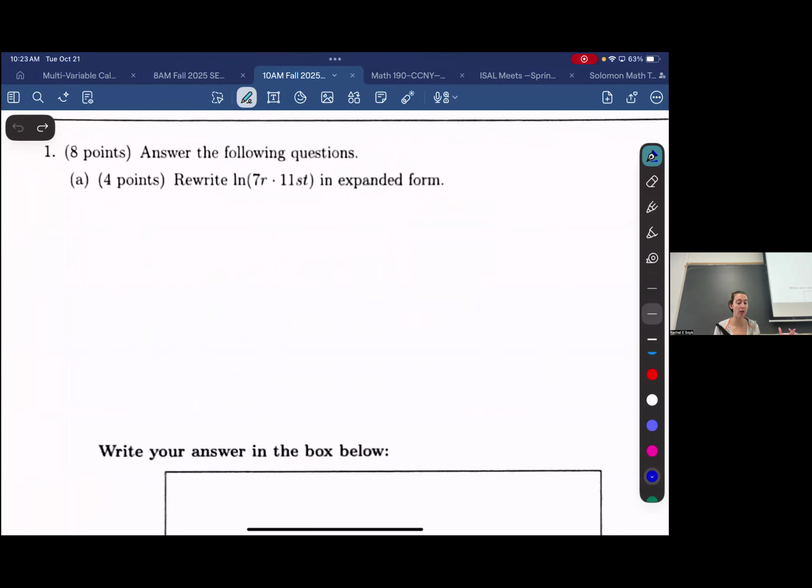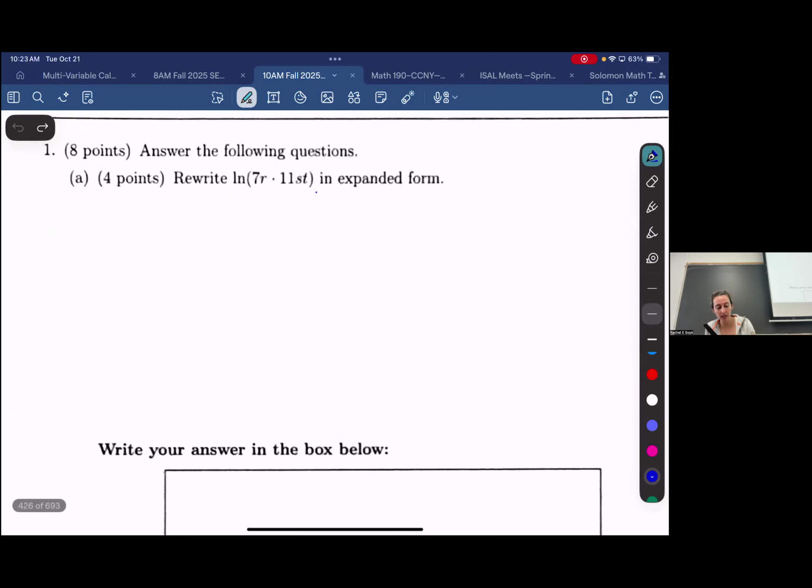What do we know about the relationship between multiplication and addition, versus the relationship between division and subtraction? So when we expand this out, we can first expand it into just our natural log of 7r plus our natural log of 11st. But if you notice, we have a lot of multiplication that's taking place. We have another multiplication over here, and over here. So we can further expand this.